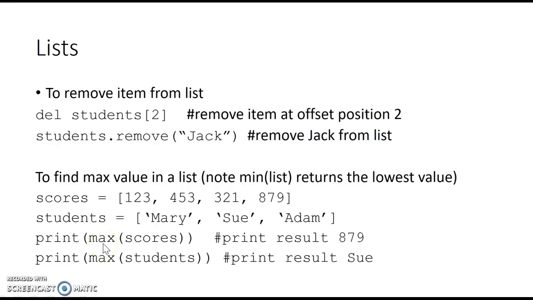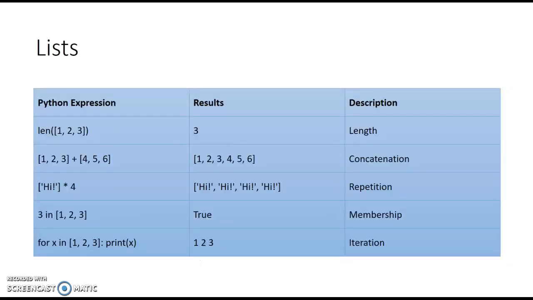So we'd have print min scores to find the minimum value in a list. Okay, lists, like I said before, there are plenty of expressions or functions we can do on a list. Length, L-E-N, and then in brackets we give the list name. So for example, if I wanted to find the length of students, I would do len, round brackets, students, end my round brackets.